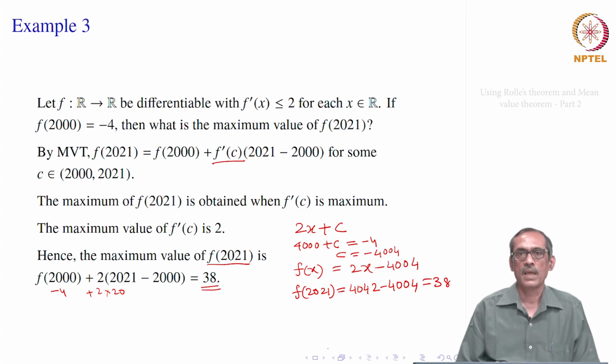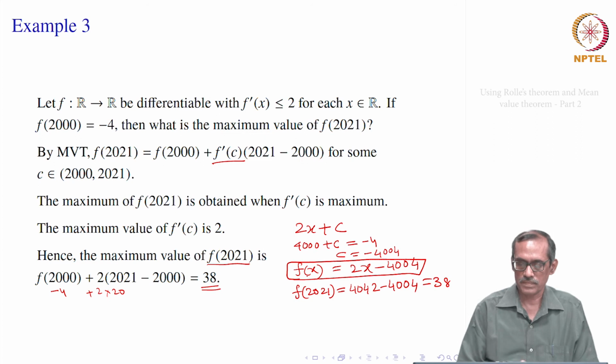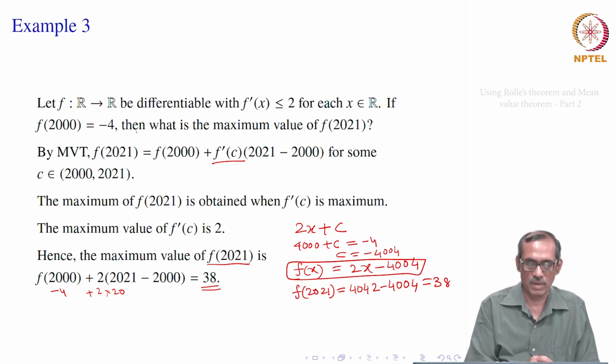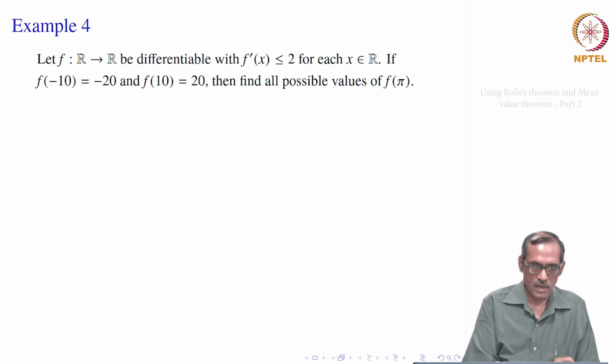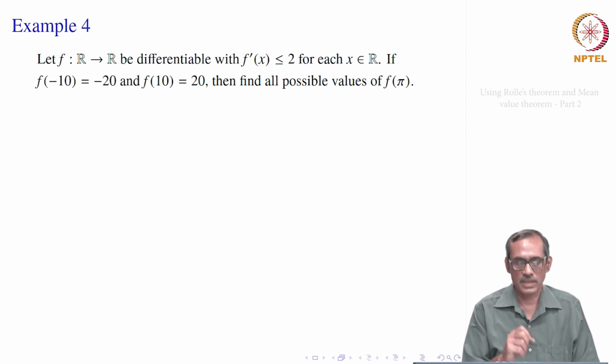That means this possible maximum value can be achieved by choosing a function suitably, namely f of x equal to 2x minus 4004. So that in fact completes the problem, though we did not need to show that in the example, because we wanted only the maximum possible value. Okay. So, let us go to the next problem.